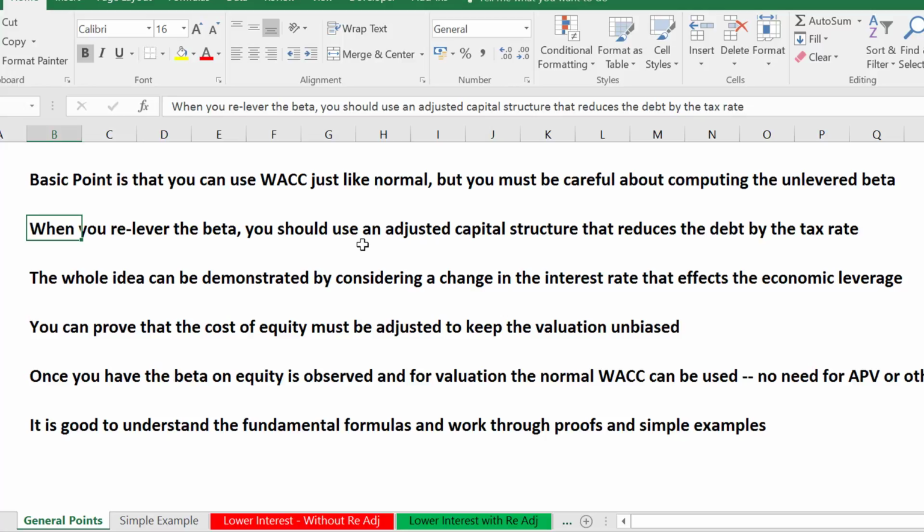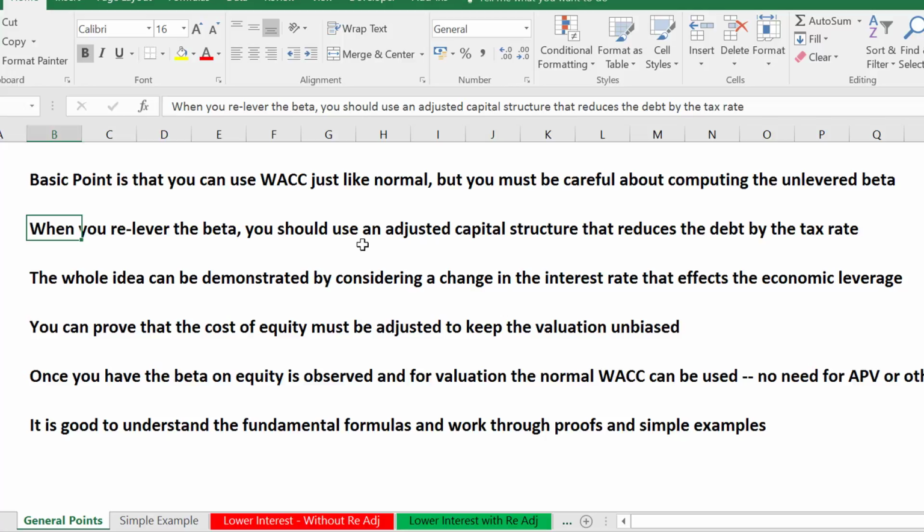When you relever the beta, you have to use a capital structure that reflects the fact that when you have an interest deduction for debt, the essential market value of that debt goes down. We'll talk about it. The true interest payments, your fixed obligations, go down. It's nothing different. Putting a tax deduction on interest is nothing much different than just saying, okay, there's a tax deduction.